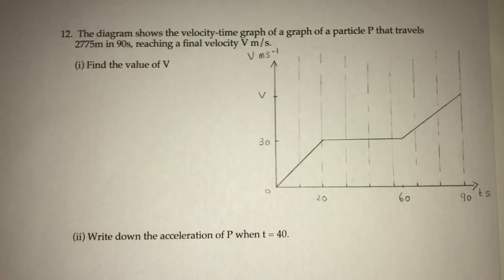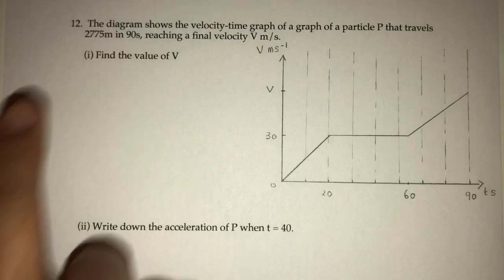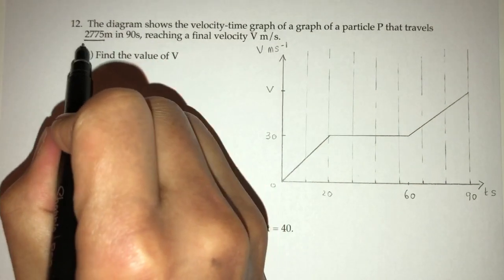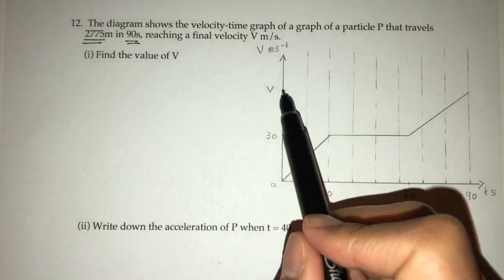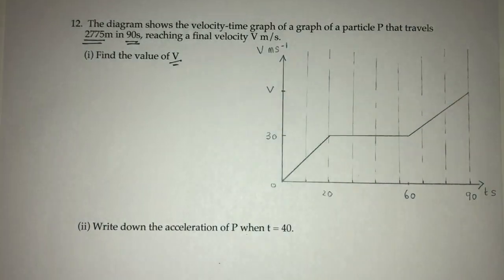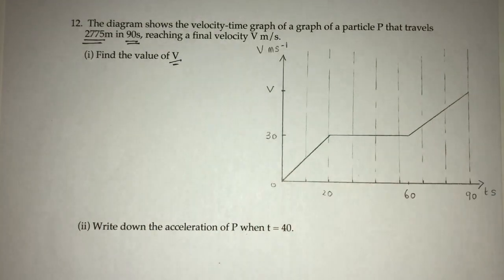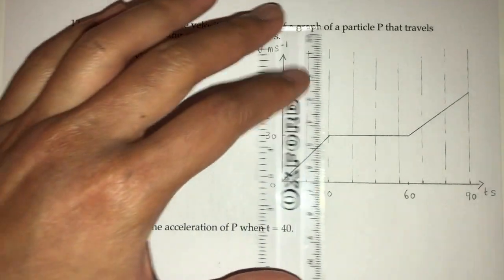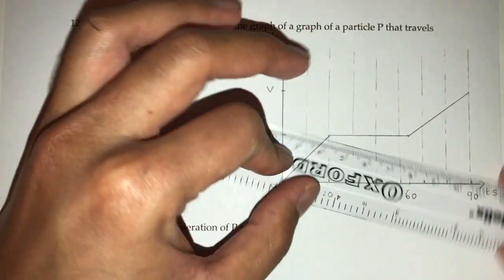Okay, so let's move on to question number 12. The diagram shows the velocity time graph of a particle P that travels this much distance in 90 seconds, reaching a final speed of v. Now find the value of v. So you have to use this information right here to find the value of v. So how do you find distance travelled? You have to use area under graph. If you observe, we can break this down into two parts. We can break this down right here.